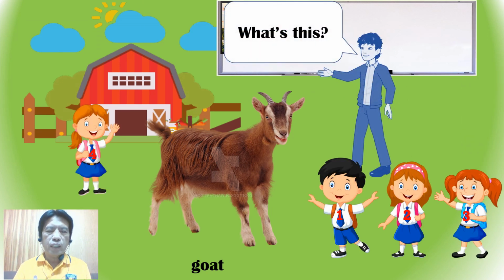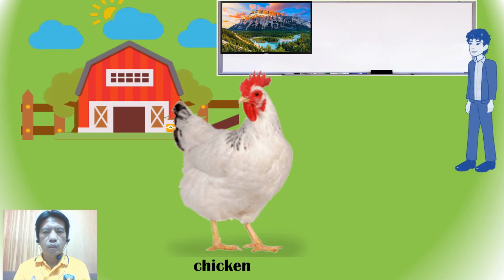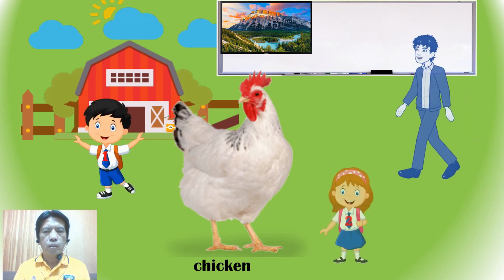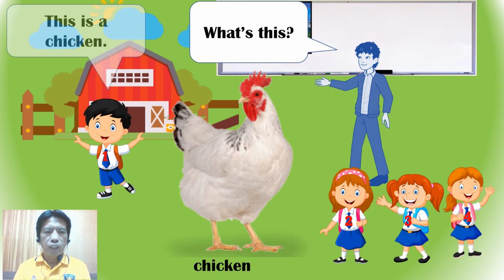What's this? Goat. This is a goat. Again, this is a goat. It's your turn. What's this? Very good. What's this? Chicken. This is a chicken. Again, this is a chicken. It's your turn. What's this? Very good.